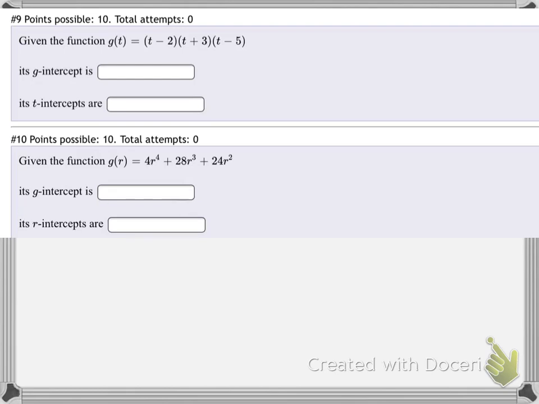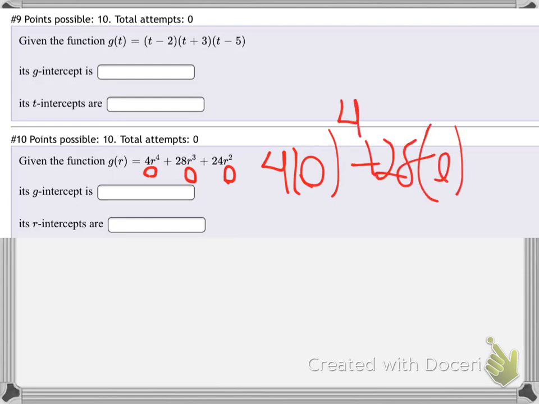Oh well. So, GIntercept here, once again, GIntercept means you put a 0 in for R. That will be pretty much like you would figure from the last one. It's just a different looking function, so I wanted to take you through it. But that would be us just saying 0, plug in 0 for R, and we'll be all right. And so we have 4 times 0 to the fourth, plus 28 times 0 to the 3, plus 24 times 0 squared.